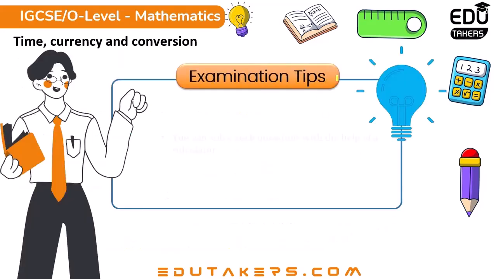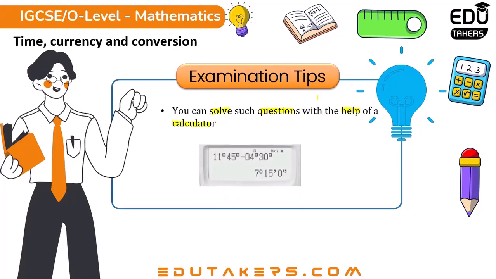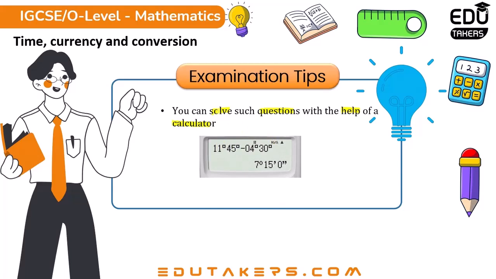Examination tip. You can solve such questions with the help of a calculator. For example, the previous question can be solved like this: 11 hours and 45 minutes minus 4 hours and 30 minutes. So the answer is 7 hours and 15 minutes. Also, you can use your calculator to verify your answer.